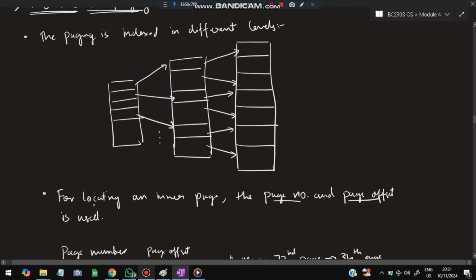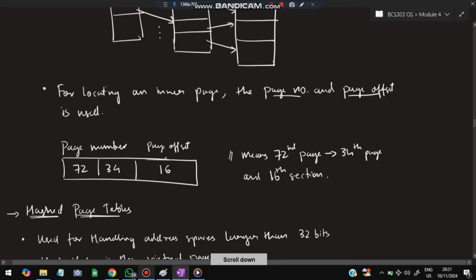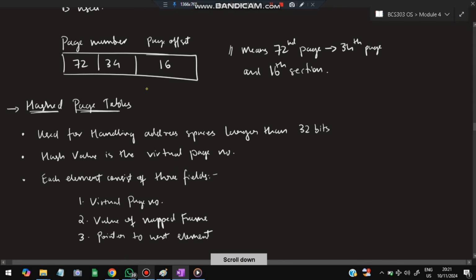For locating an inner page, meaning the last level of page, we have to use the page number and page offset. This is an example of page number and page offset. Here we have the page number 72, meaning in the first level you take 72, in the second level you take 34, and inside 34 go 16 more sections and you will reach your destination. That is called hierarchical paging.